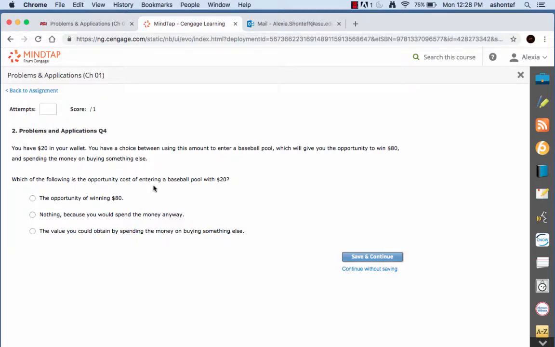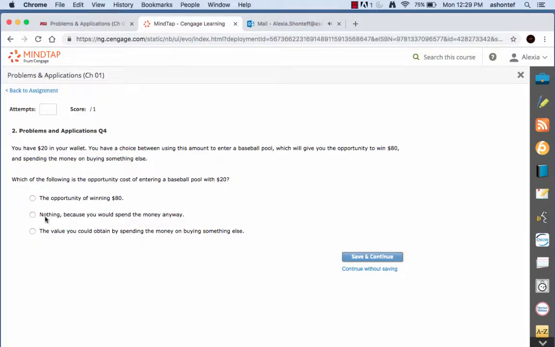So this question is asking you, what is the opportunity cost? What is it that you're giving up? So be careful with this question. So the opportunity of winning $80. Okay, that's a possibility, but it's not a definite. So remember, opportunity costs are looking at what is the next best thing that you could be doing.